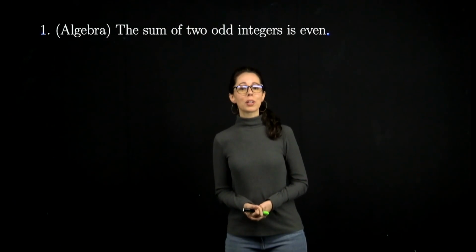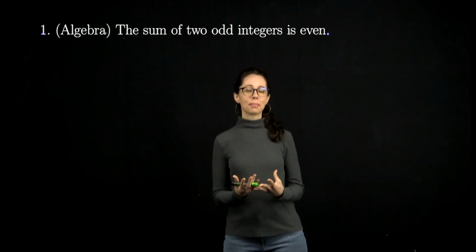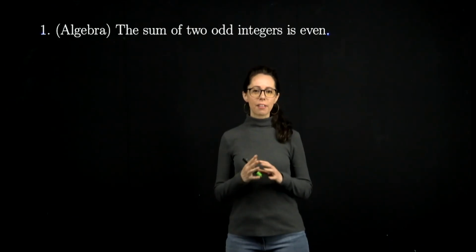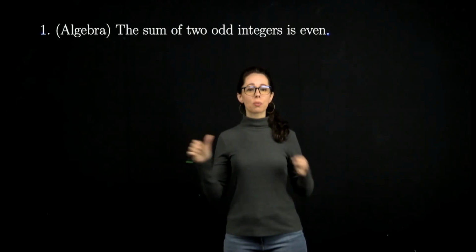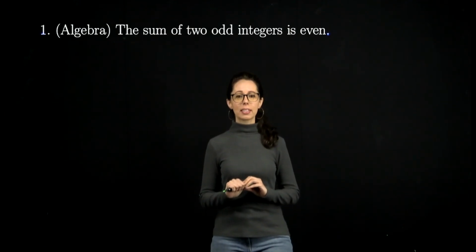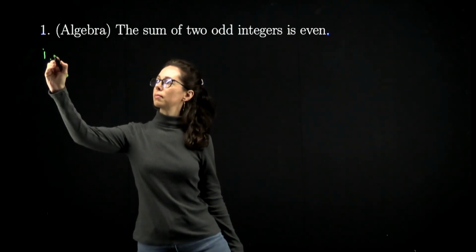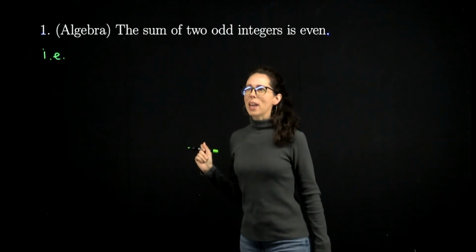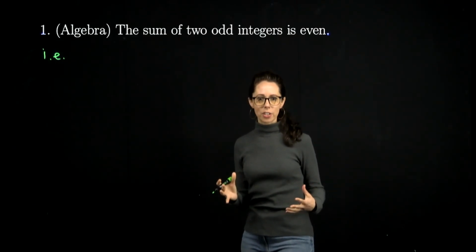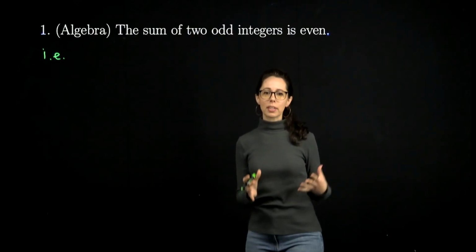The first statement we want to prove is that the sum of 2 odd integers is even. This is stated like a fact, but we need to recognize it as an implication. So my first step is to rewrite this as an if-then statement. What's happening here is we're taking 2 odd integers, we are adding them together, and we are observing that the result is even.